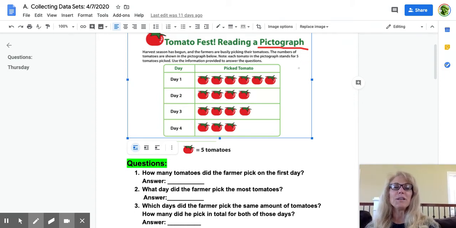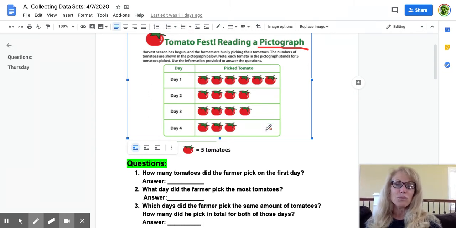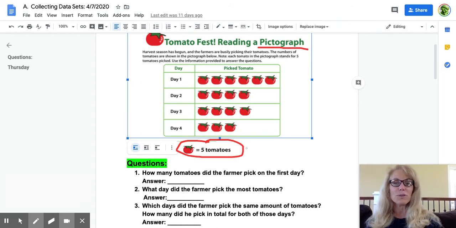Harvest season has begun and the farmers are busily picking their tomatoes. The number of tomatoes are shown in the pictograph below. Note, each tomato in the pictograph stands for 5 tomatoes picked. Use the information below to answer the questions. All right, so as we move forward, we need to know that for each picture or image of a tomato, it actually accounts for 5 tomatoes that are picked. So let's do the first 3 together before I set you off on your own.